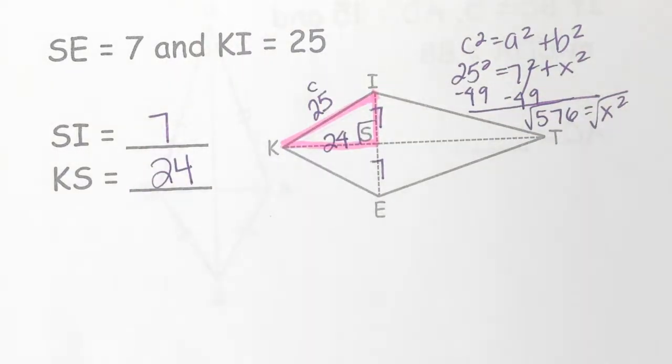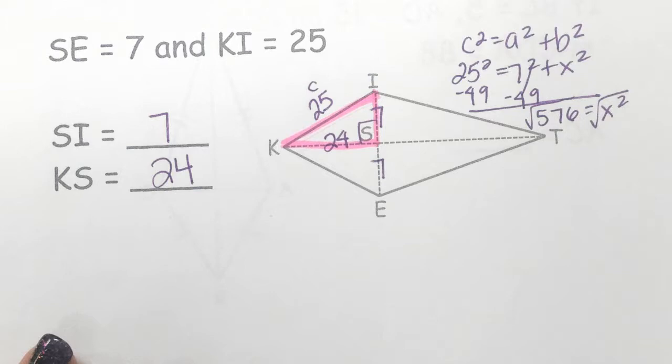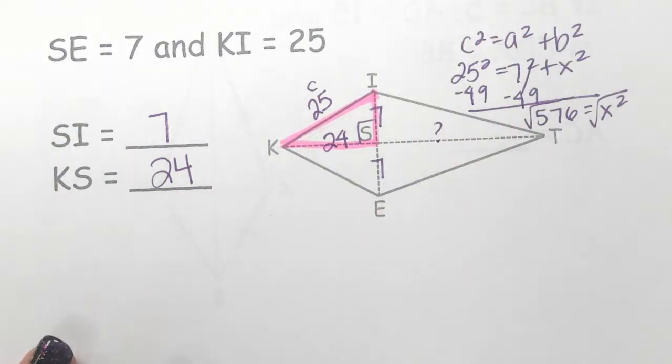Can you not? Why? Because you can't do the Pythagorean theorem unless it's a right angle. Yeah. All right, and that's how we do that. Now, question: what is ST? Is ST also 24? No. Can I double it and say it's 48? No. I don't know what ST is at this point. I don't have enough information.